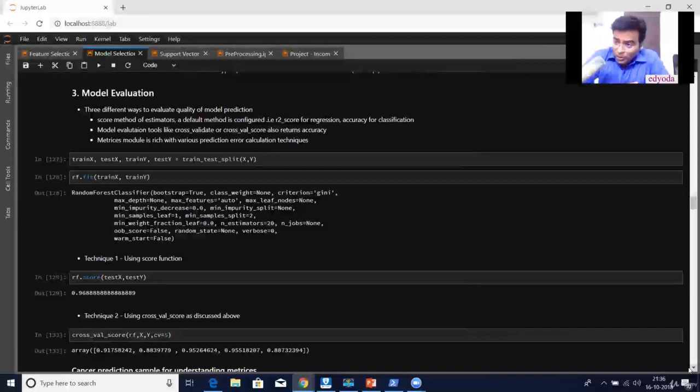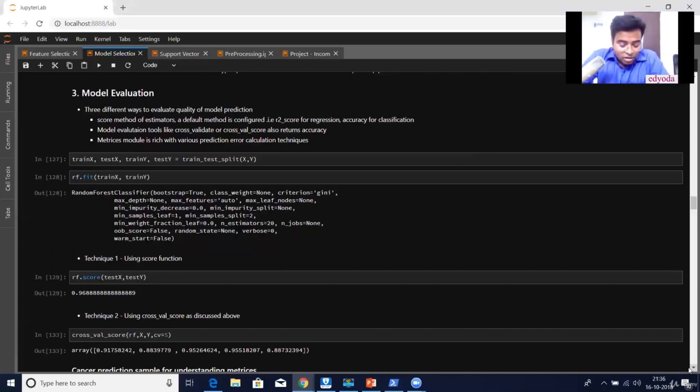Let's get to the next topic of the module, model evaluation. Now, there are a lot of techniques by which you can find out how your model is performing. But depending on the problem that you're trying to solve, you might use different techniques.